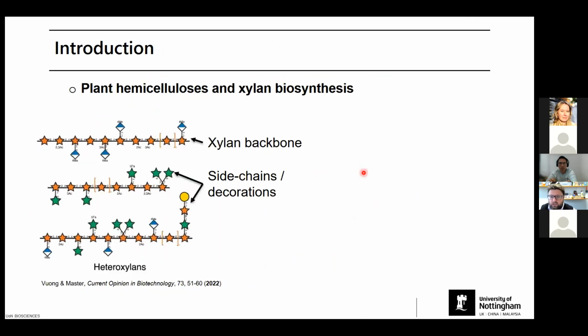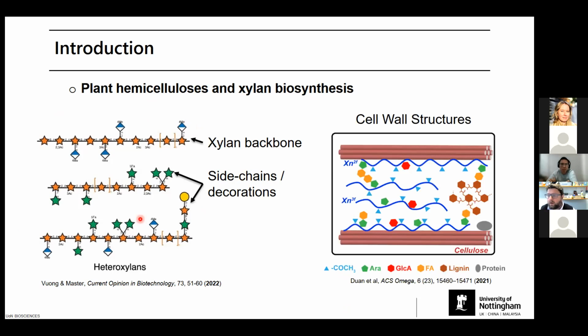So I will try to start today's lecture with introducing plant hemicelluloses and xylan biosynthesis. When I was at the University of Queensland, I was part of the Australian Research Council Centre of Excellence in Plant Cell Walls, and we were interested in xylan biosynthesis. Xylan biosynthesis is responsible for production of plant hemicelluloses, which have a key role in the structure of plant cell walls, which are also part of the food chain, because they are dietary fiber and fodder for commercial animals.